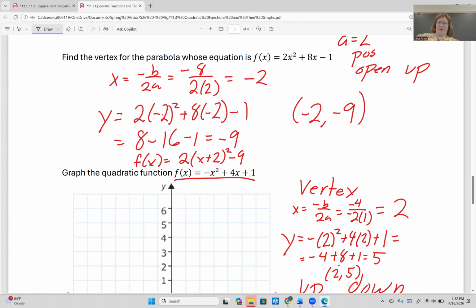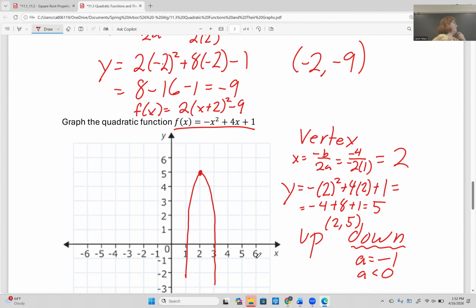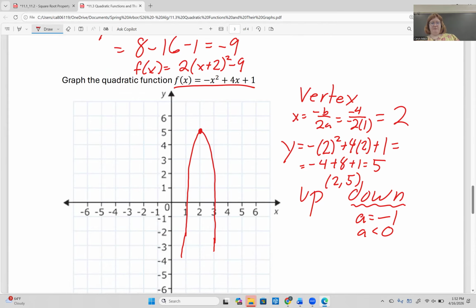So we plot a point at 2, 5. So over 2, up 5. And then something that opens down. And there is our parabola. You should either put arrows or at least try and get to the end of the graph. I'm going to put arrows quickly. All right.